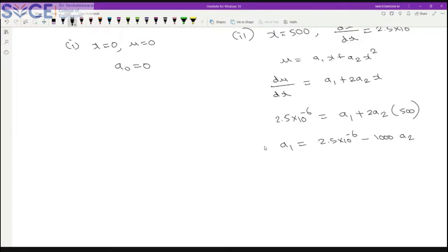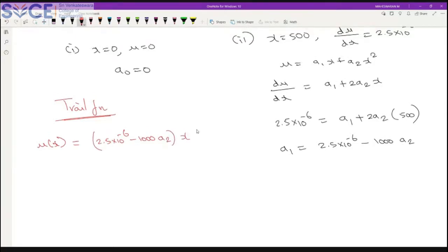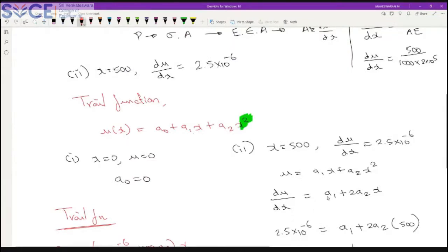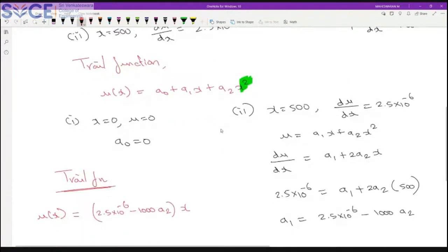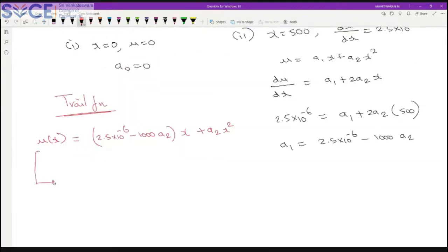Now I can apply this in my trial function, right? Let me apply it in this trial function. What is my new trial function? My new trial function is u of x is equal to a naught is 0, a1 is this, so 2.5 into 10 power minus 6 minus 1000 a2 into x. So a1 x, where a1 is what I substituted there. The remaining is a2, so plus a2 x square. So this is my trial function. Now I have achieved my trial function.